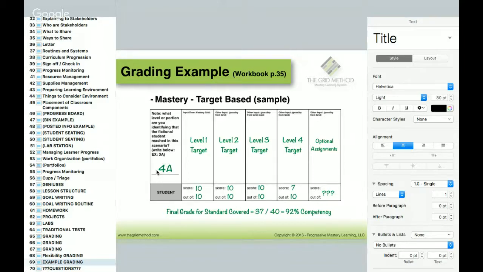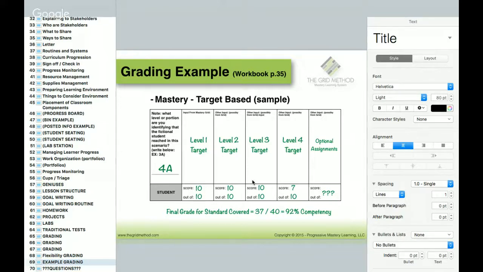So that means they finished all of level 1, all of level 2, all of level 3, and they started the project or whatever you have on 4A. So one way you could grade that is you could say the level 1 target, they got a 10 out of 10 because they showed mastery on that target and they completed that entire level. Level 2 target, they got a 10 out of 10 because they completed that entire level. Level 3, they have a 10 out of 10 because they completed the entire level.